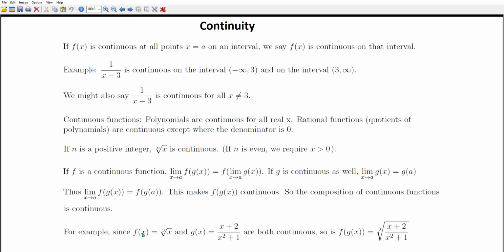An example: the cube root function is continuous.